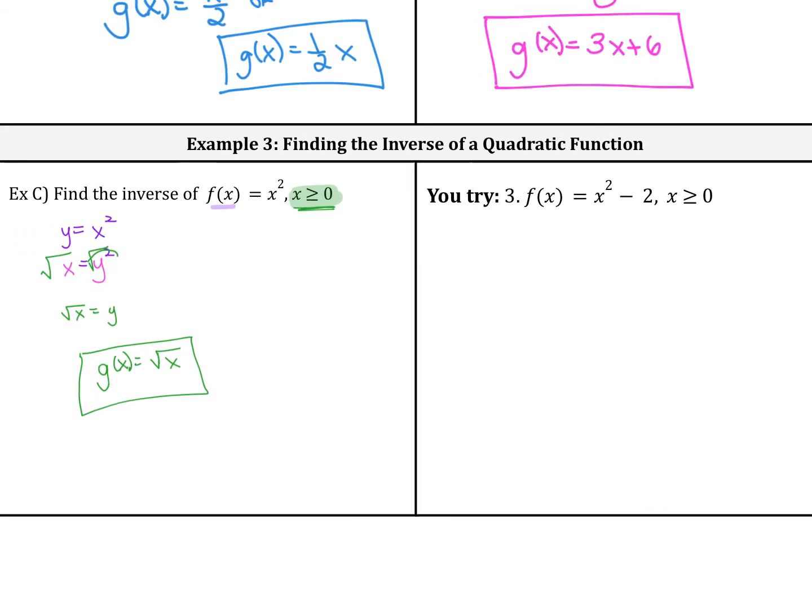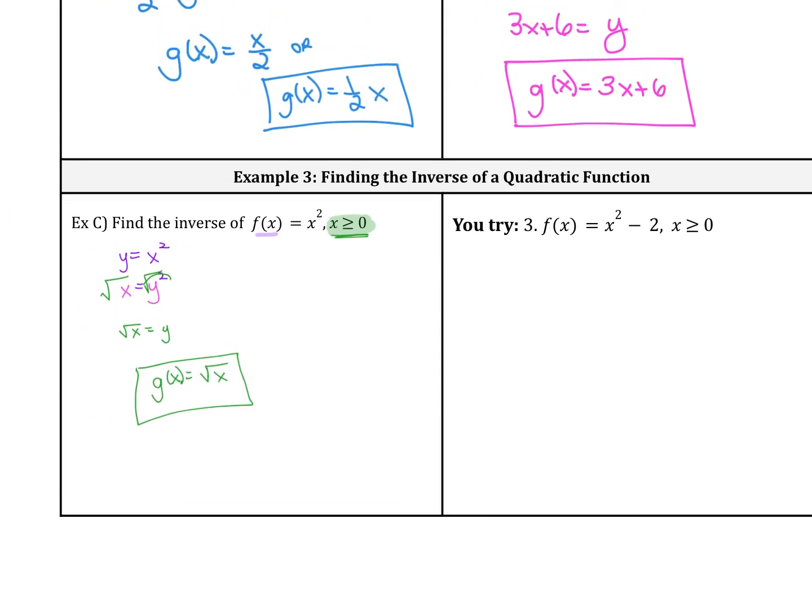So here's one to try. Try example 3. It's still x is greater than or equal to 0, so we're just going to take the positive when you take the square root. Pause the video and try it out.